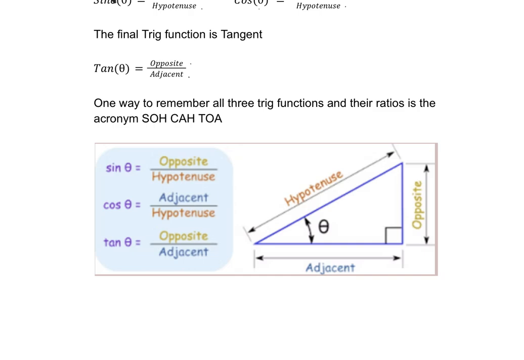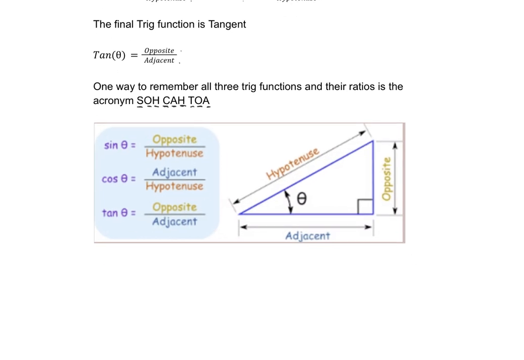And just another way to remember what our trig functions are. Some of you may have heard people say SOHCAHTOA. That's because sine is opposite over hypotenuse, cosine is adjacent over hypotenuse, tangent is opposite over adjacent: TOA. SOHCAHTOA. So that's a little way to help you remember your trig functions.